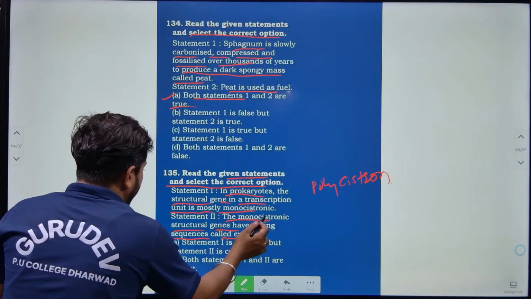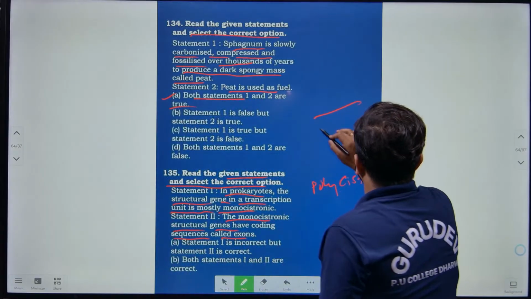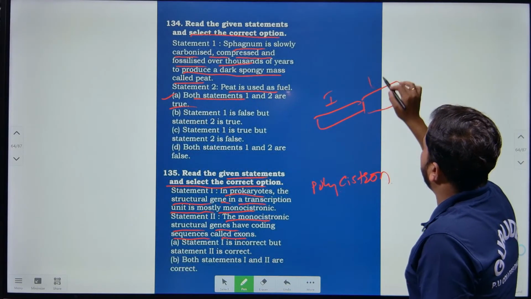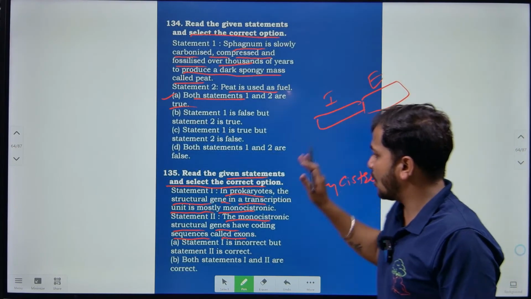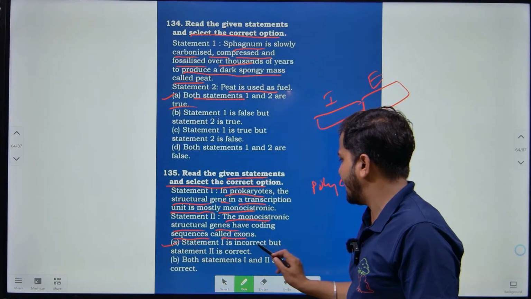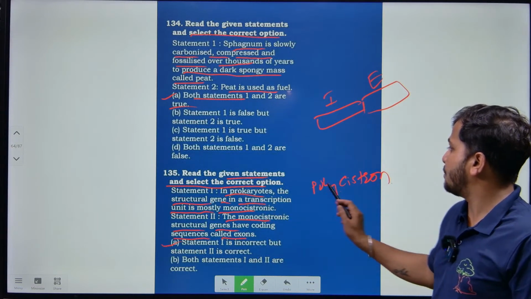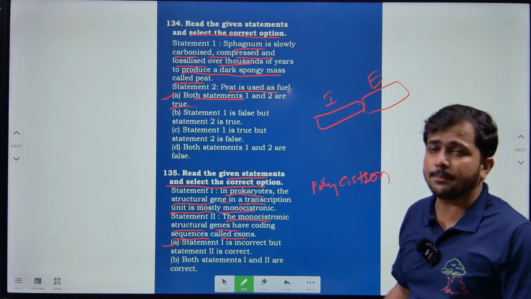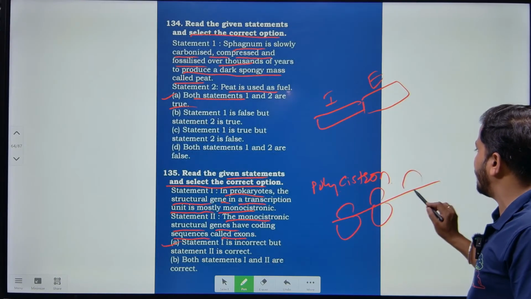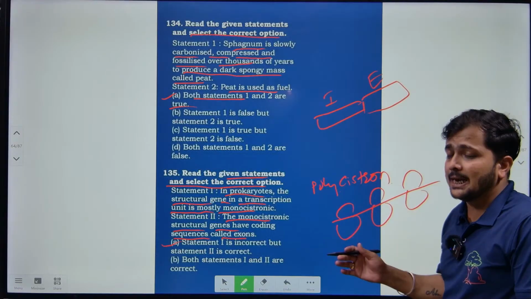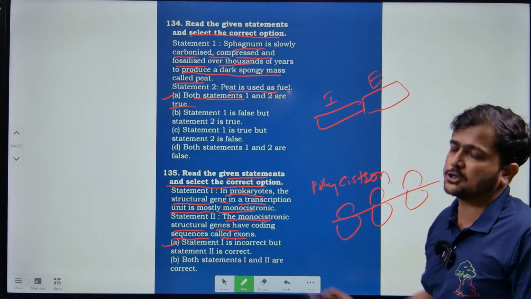Then the monocistronic structural gene has a coding sequence called exon. Yes, introns are the non-coding sequences and exons are the coding sequences in the hnRNA and mRNA. So according to this, statement 1 is incorrect but statement 2 is correct, because in prokaryotes it is a polycistronic type of transcript, not monocistronic. A single mRNA will have many ribosomes attached, and a single mRNA can lead to the formation of many types of protein, so we call it polycistronic type, right?